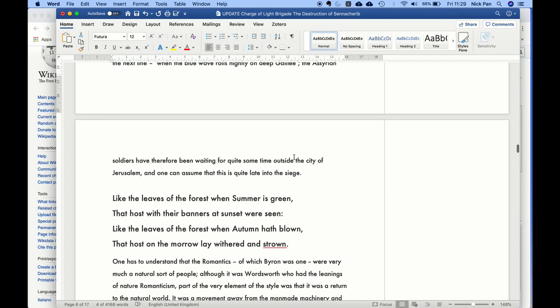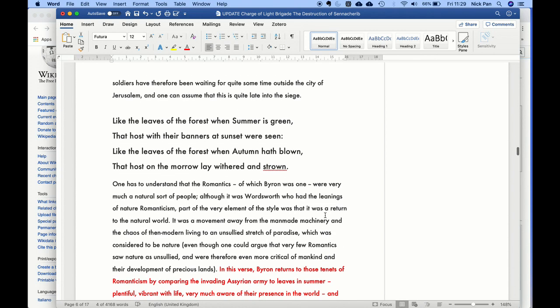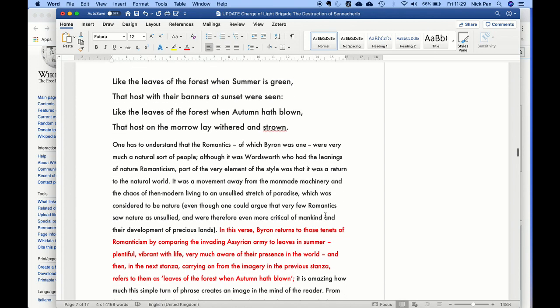So the Assyrian soldiers have therefore been waiting for quite some time outside the city of Jerusalem, and one can assume that this is quite late into the siege. Okay, so let's talk about this stanza. "Like the leaves of the forest when the summer is green, the hosts with their banners at sunset were seen. Like the leaves of the forest when autumn hath blown, that host on the morrow lay withered and strown."